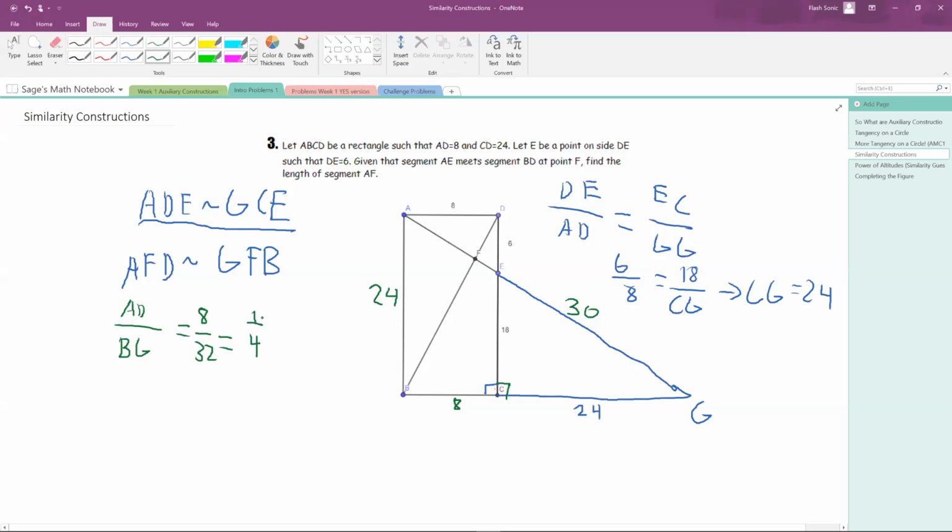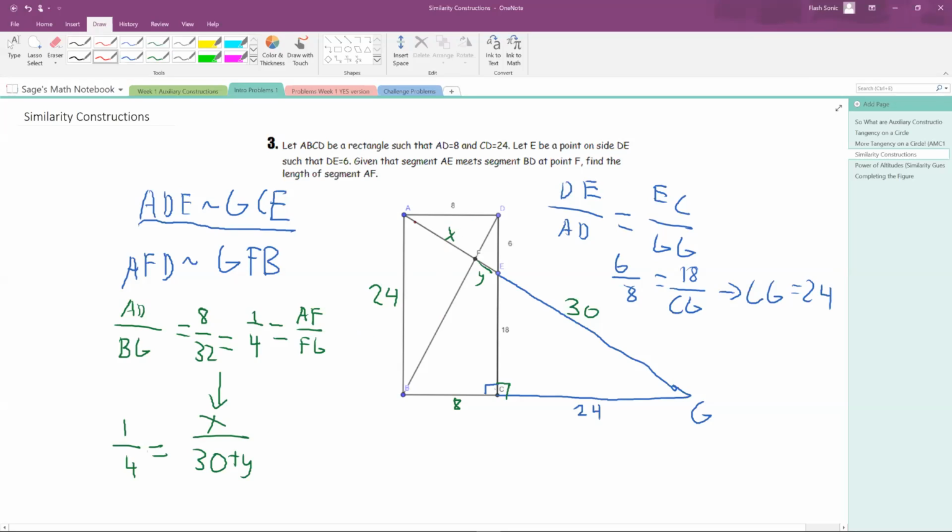However, by using similarity ratios again, we also know that this is equal to AF to FG. If we set AF as X and set length EY here as Y, then this implies that 1/4 is equal to X to 30 plus Y. All right, so from here, the one last step we have to do is identify the last pair of similar triangles to finish the problem.